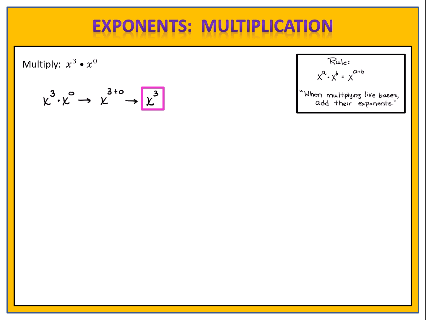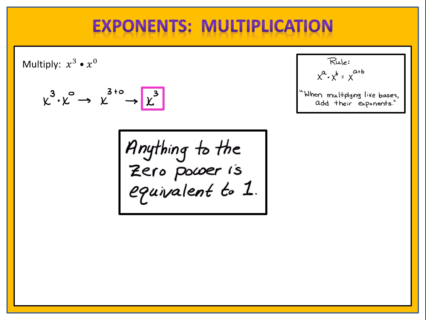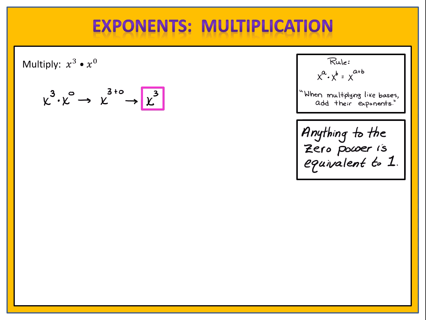It's interesting that when we multiplied x to the third times x to the 0, we got x to the third back. We typically only see that kind of behavior when we multiply by the number 1, which brings us to another rule that's worth knowing. Anything to the 0 power is equivalent to 1. When we multiplied x to the third times x to the 0, it was the same as multiplying x to the third by 1, giving us x to the third as our answer.